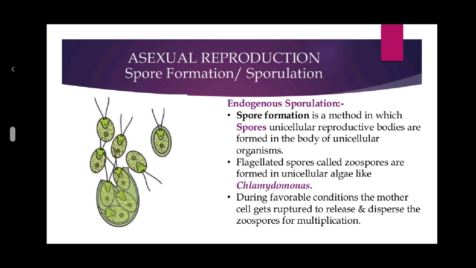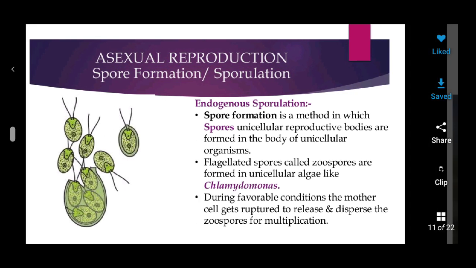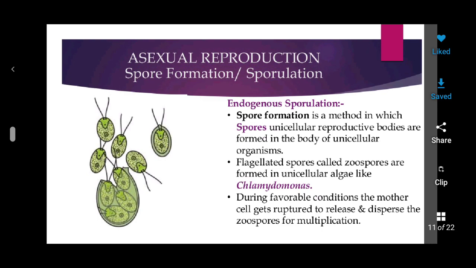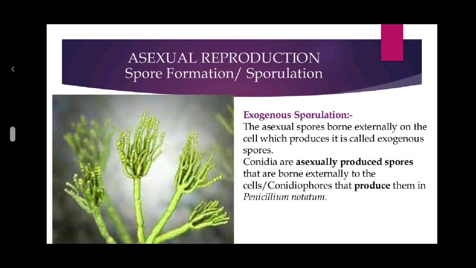Zoospores are flagellated spores. They contain flagella, they are motile and can move from one place to another, like in Chlamydomonas. Similarly, one more kind of spores are the aplanospores. Unlike the zoospores, the aplanospores are non-flagellated and they are mostly present in various kinds of fungi.